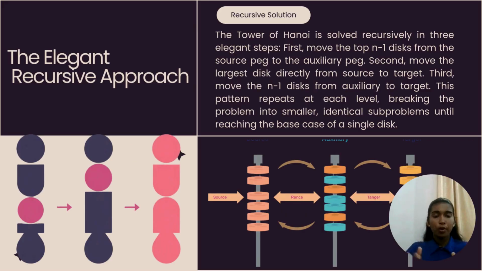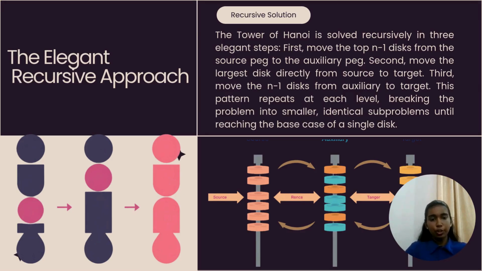The most important concept in the Tower of Hanoi is recursion. Recursion means a function solving a problem by calling itself repeatedly with a smaller version of the same problem. The recursive solution follows 3 main steps.